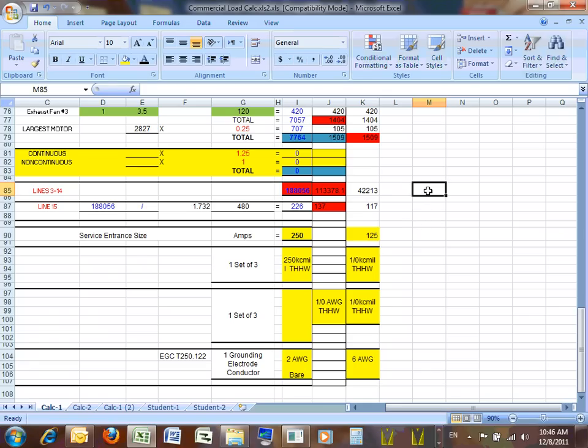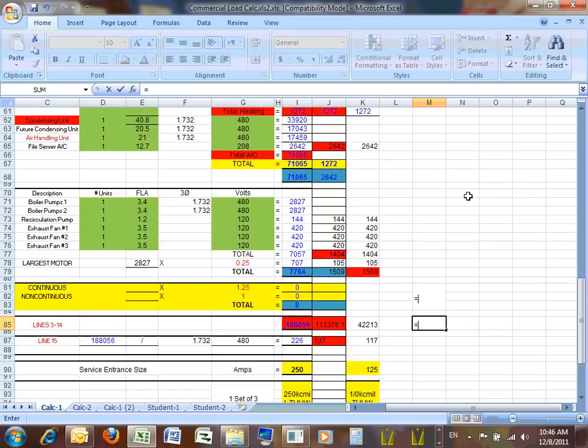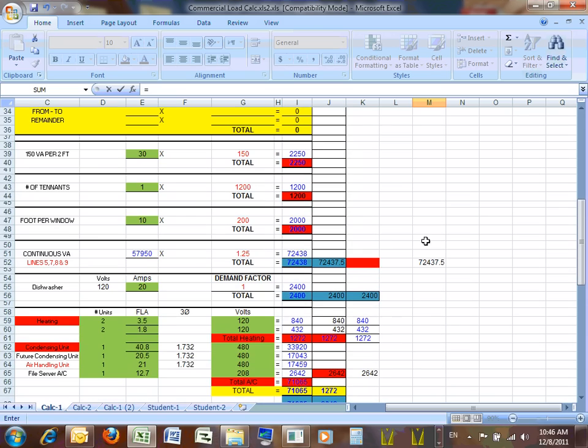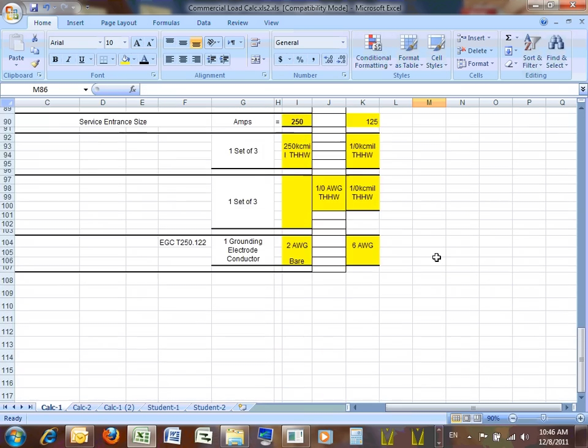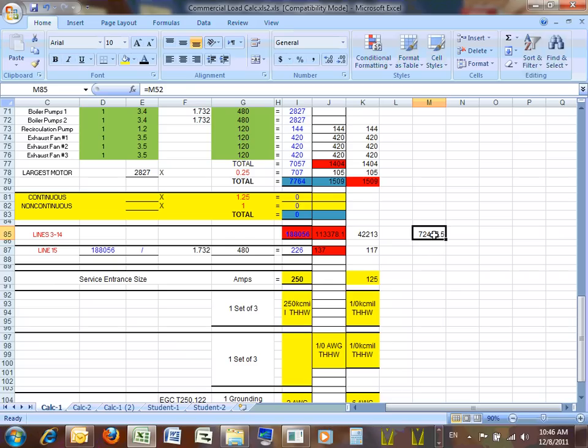So let's go. This cell here is going to equal this cell. Done. See how easy that is? Lighting panel. Ashley, does it make sense? That's the total. Now we're going to do the math on it. So equal this divided by, open brackets.